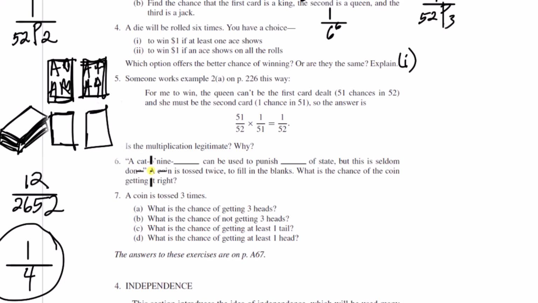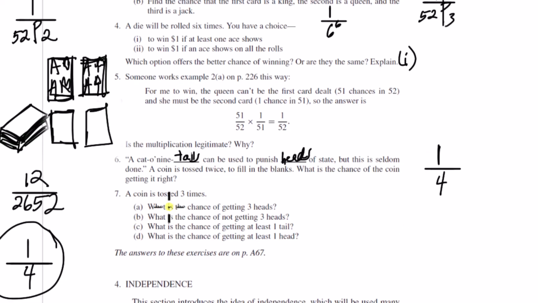Okay, a cat o9 blank can be used to punish blank of state, but this is seldom done. So they're saying, what's the chance a cat o9 tails is used to punish heads of state? If a coin is tossed twice to fill in the blanks, what's the chance of the coin getting it right? So you toss a coin twice. There's 4 possible outcomes. Now you need to get a tails, then a heads, in that order, so 1 in 4.